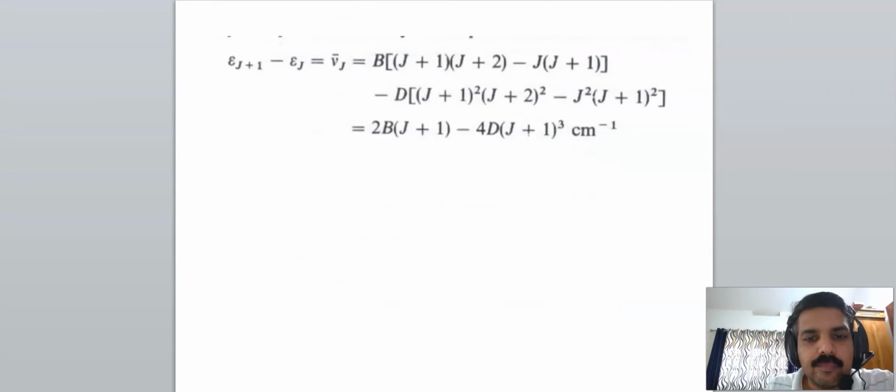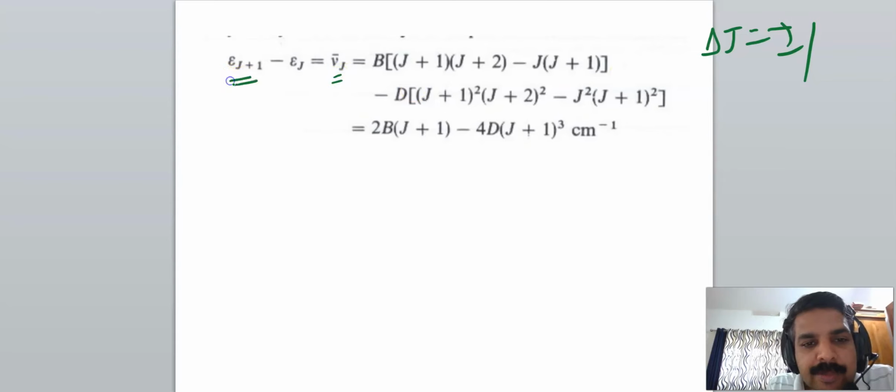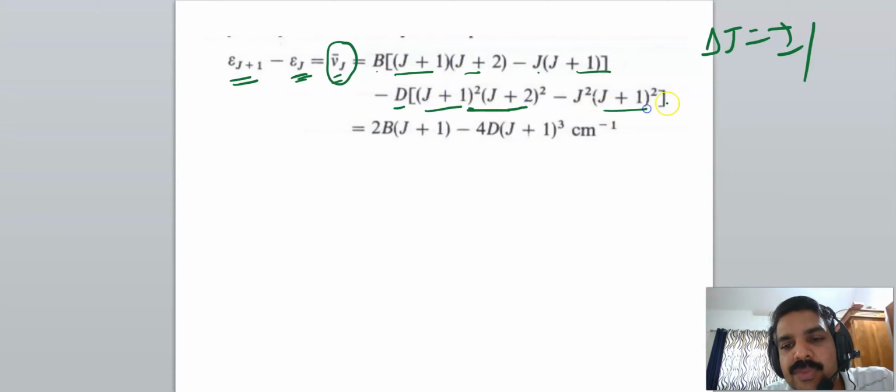The selection rule is the same as in the rigid rotor approximation, that is delta J plus or minus 1. So if we calculate the frequency of the transition from the J plus 1 state to J, that is epsilon J plus 1 minus epsilon J, we get the absorption frequency nu bar J, which is equal to B into J plus 1 into J plus 2 minus J into J plus 1, minus D into J plus 1 the whole square into J plus 2 the whole square minus J square into J plus 1 the whole square.